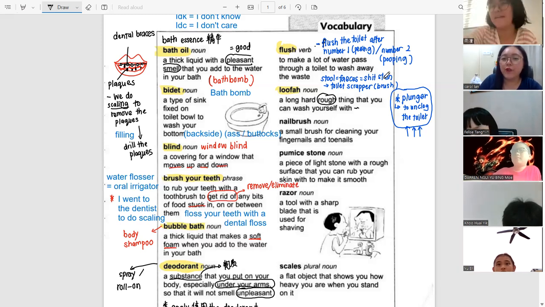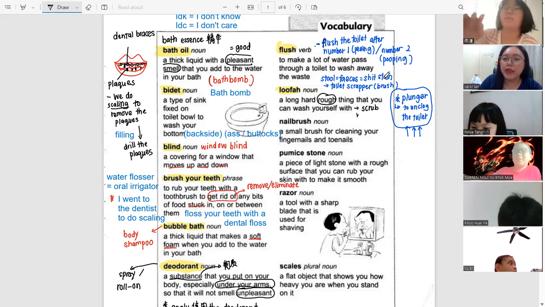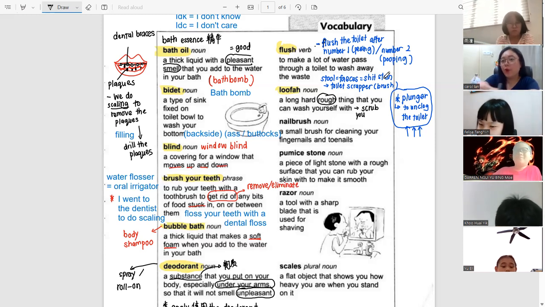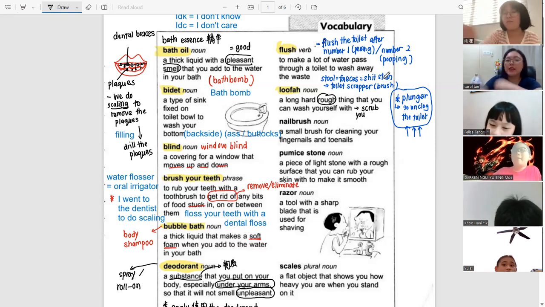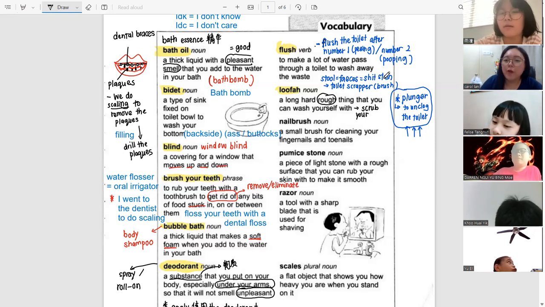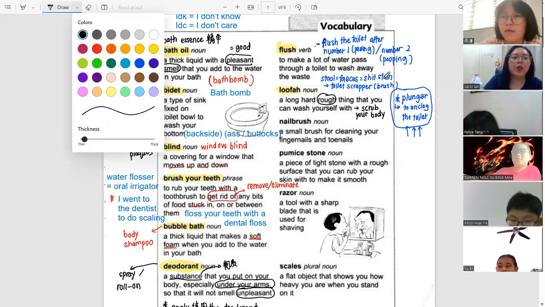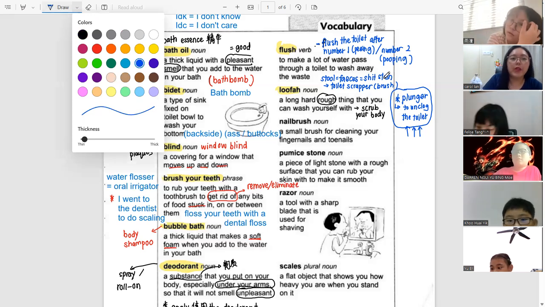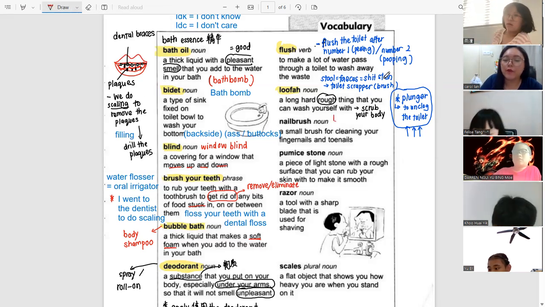So loofah, okay everybody, you can write loofah. You use the loofah to scrub your body. Everybody can write scrub your body. Or you can write another phrase: you use a loofah to scrub your body, or to exfoliate your dead skin.